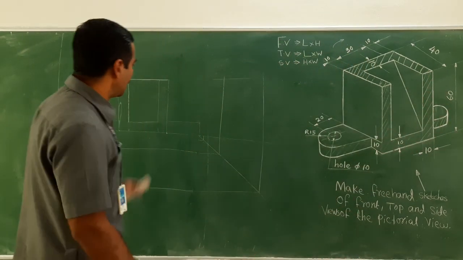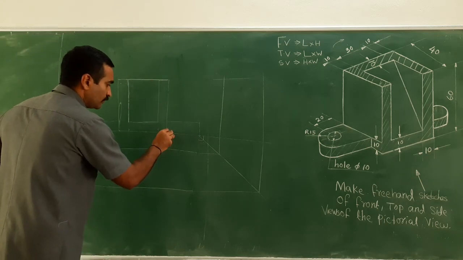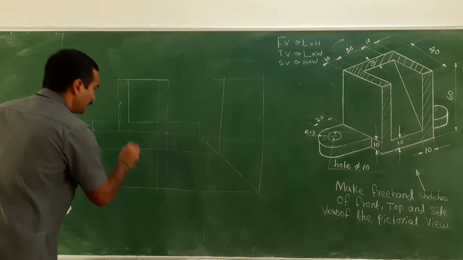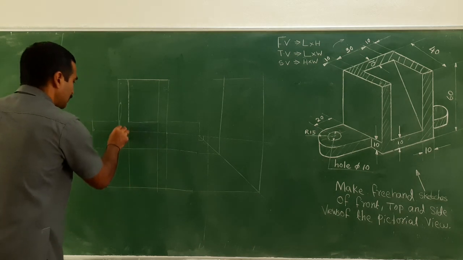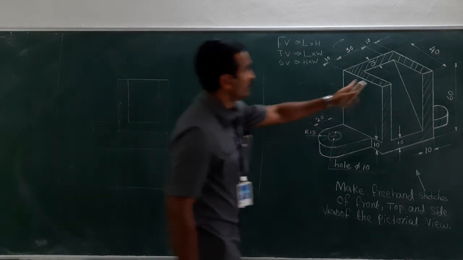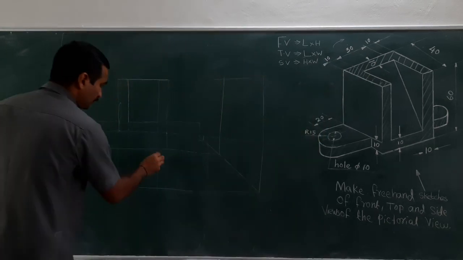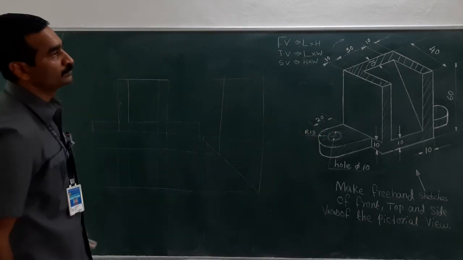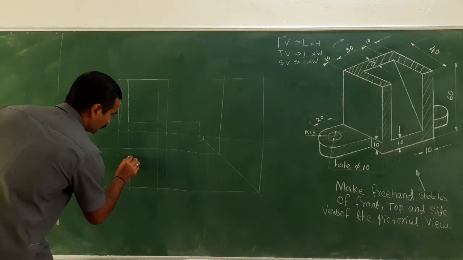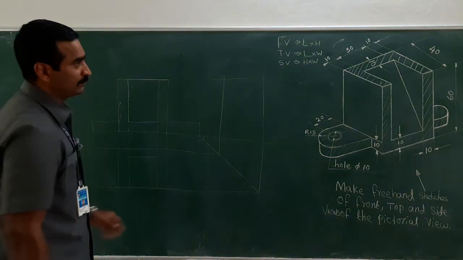How can that be captured? Let me just project the visible edges of the front view to the top view. Project this line, project this line, project this line. Fine, right. Now, this portion, 10 mm from here. So, 10 mm from here, 10 mm from here, right. So, now just erase this off. So, now I got the inverted C shape.